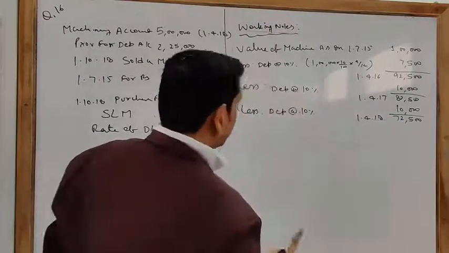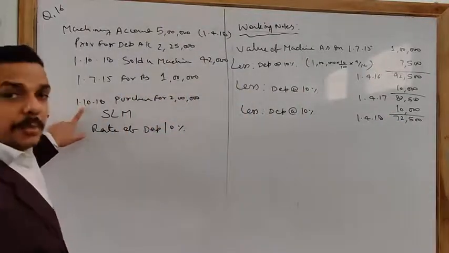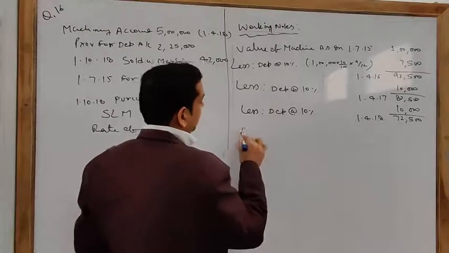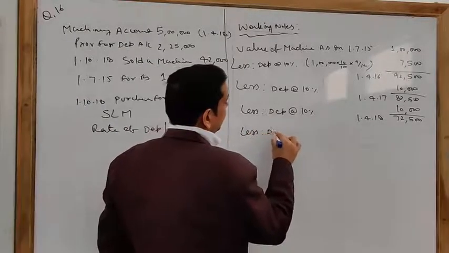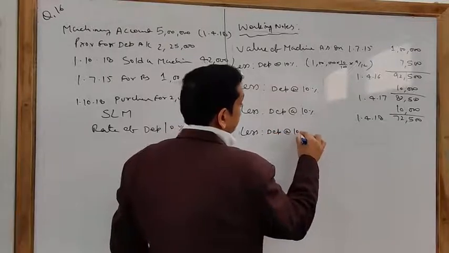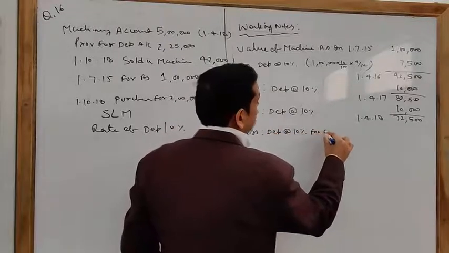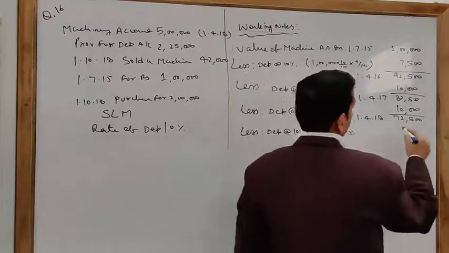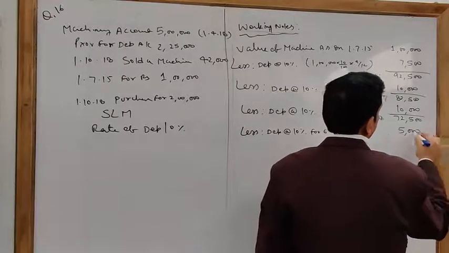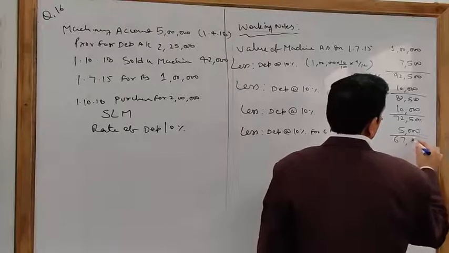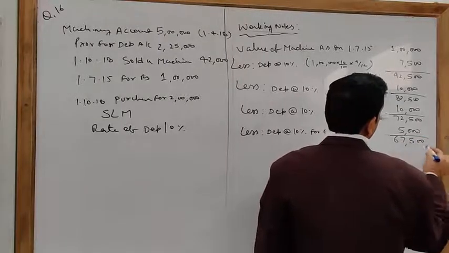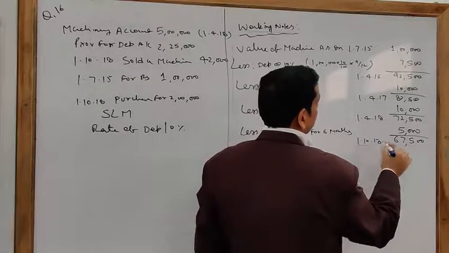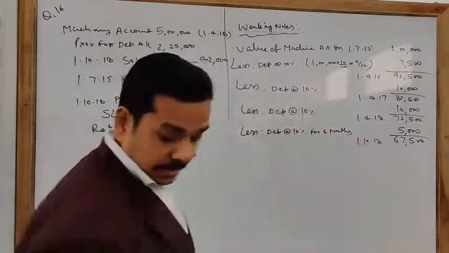Clear? Now this machinery is sold on October 18. So again we will provide depreciation for 6 months. So less depreciation at the rate 10% for 6 months. So that comes to 5,000. 67,500. Value of machine as on 1/10/18. Clear?